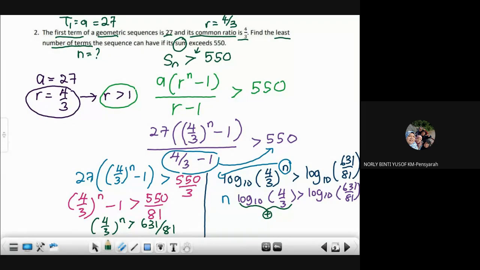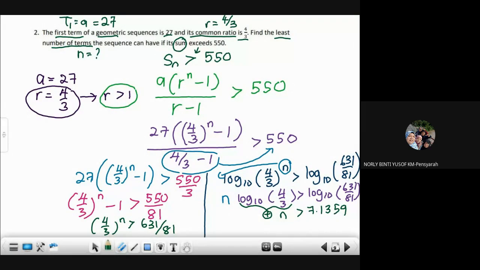Kalau tadi equation tak apa, sama dengan dia takkan efek. Tapi kalau log tu nilai dia negatif, dia akan change sign ketaksamaan ni jadi lebih ke kecil. Sekarang taklah, dia tak change sign. So nanti bahagi dua ni, log 10 631/81 bagi log 10 4/3. Tulis line, ini mana tak tulis sebab nanti panjang kan. So sama je, tekan calculator, bahagi, dia akan dapat in 4 decimal places 7.1359.